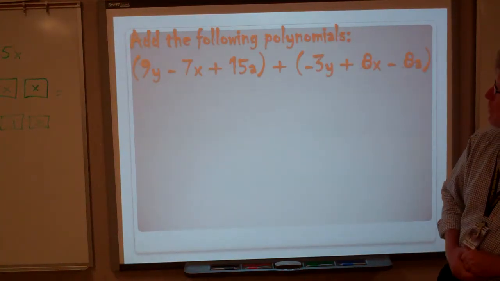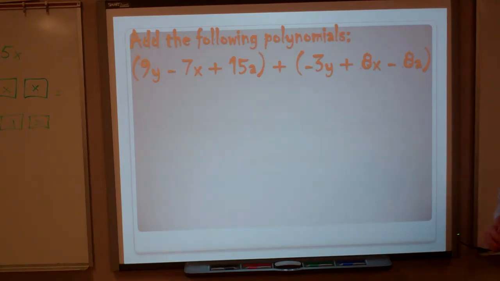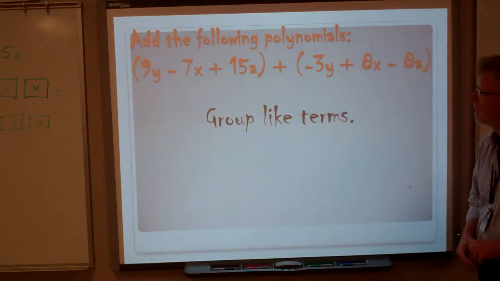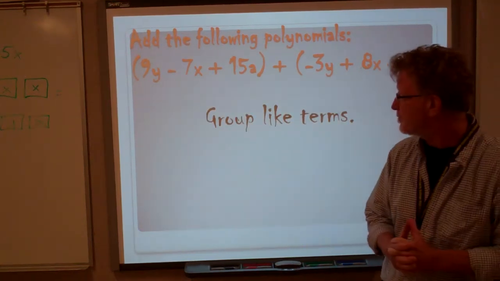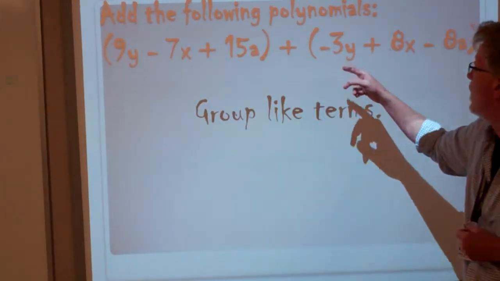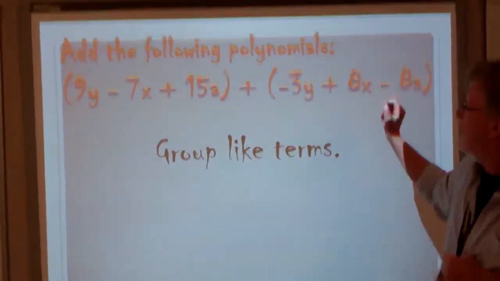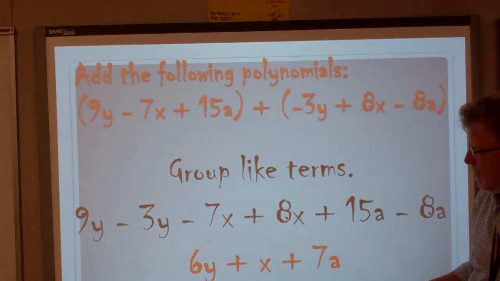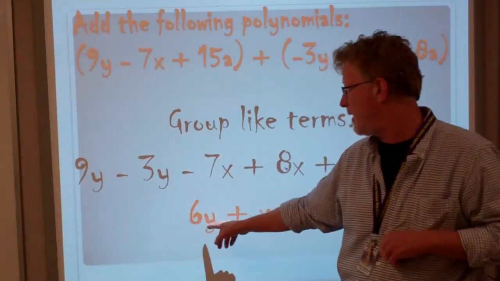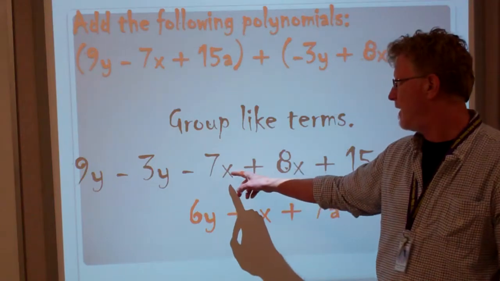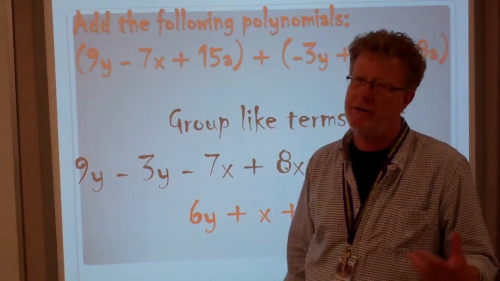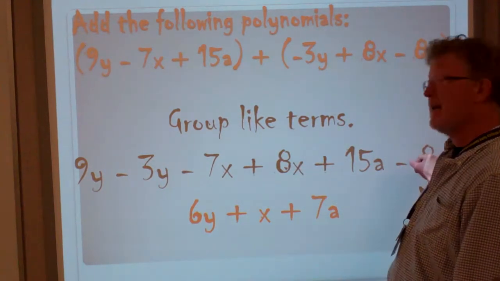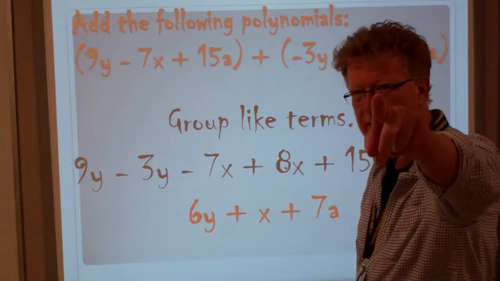I want you to add these polynomials. 9y minus 7x plus 15a plus negative 3y plus 8x minus 8a. We're going to group like terms. So we're going to pull the 9y and the negative 3y, the negative 7x and the 8x, and the 15a and the negative 8a. And when we do, we combine the like terms. 9y minus 3y is 6y. Negative 7x plus 8x is x, because negative 7 plus 8 is 1. Alright, 15a minus 8a is 7a. Hope you didn't need a calculator for that.